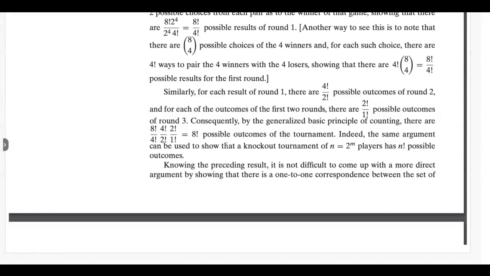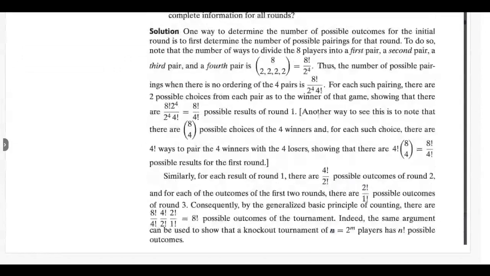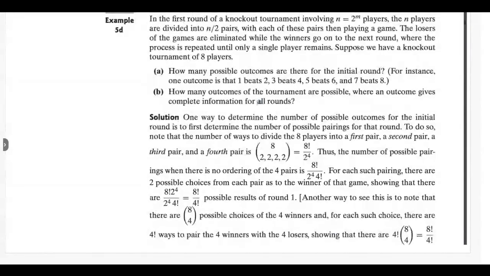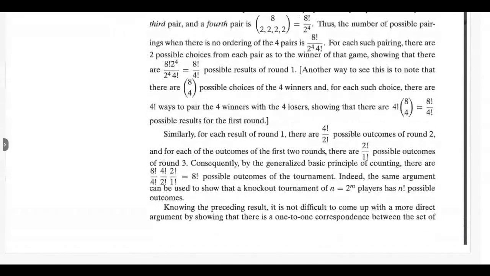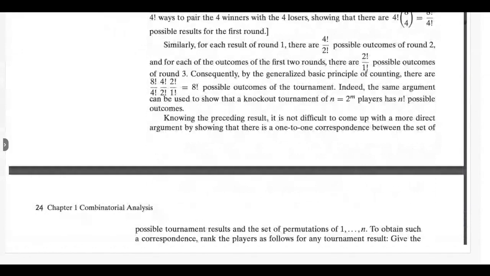tournament. Indeed, the same argument can be used to show that the knockout tournament of 2 raised to the power of N players has N factorial possible outcomes. So it depends on the number, right? For this question, that's N factorial. For all rounds, A factorial ways. So in general, N factorial ways for all rounds. So this is pretty direct, right?